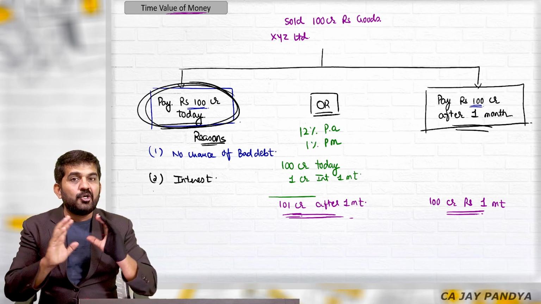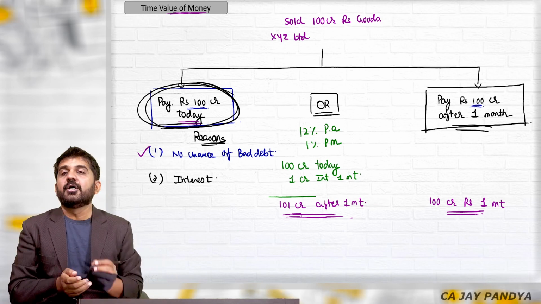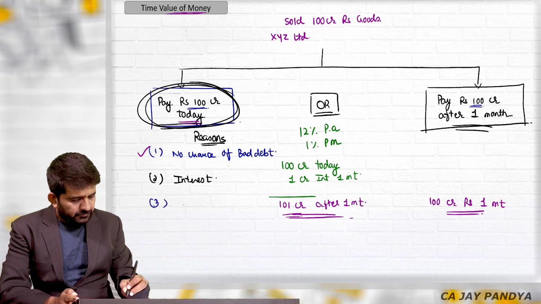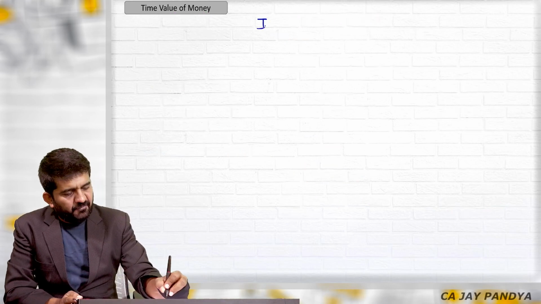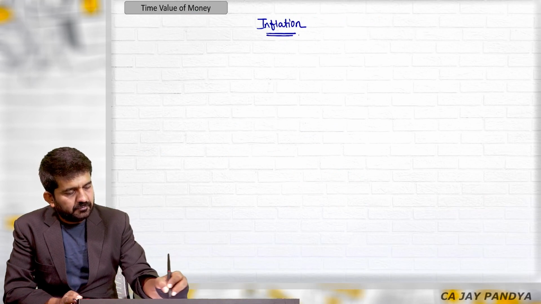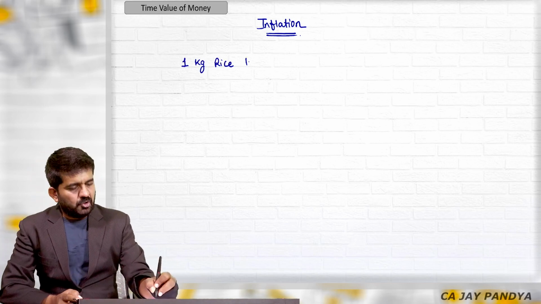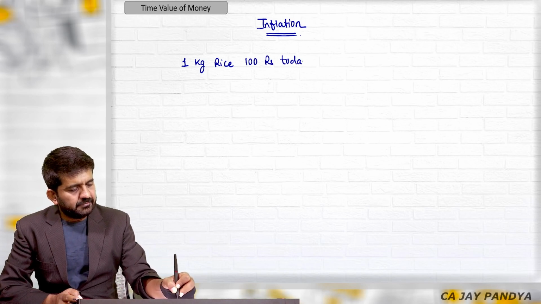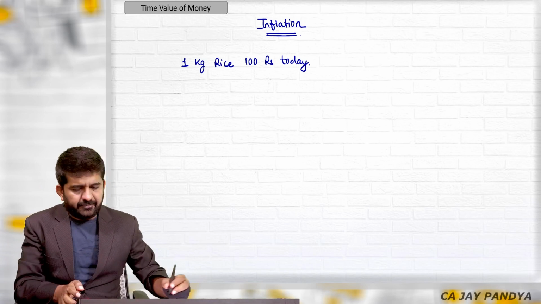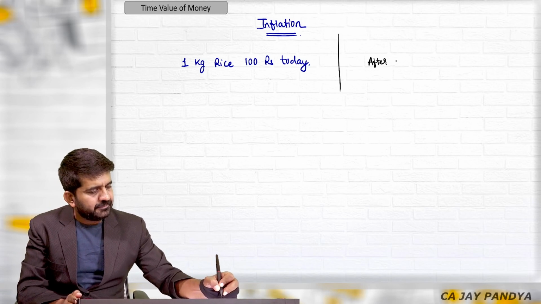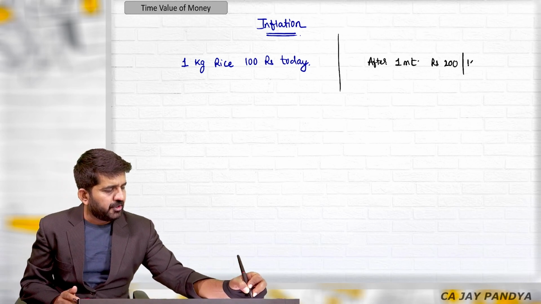If interest is not there in the country, then we can think about it still. This is always a reason why you should select it today. Point number 3 is inflation. Let us understand this point, inflation. Say 1 kg of rice costs 100 rupees today, and say there is a hyperinflation in the country, and after 1 month the rice is becoming rupees 200 per kg.